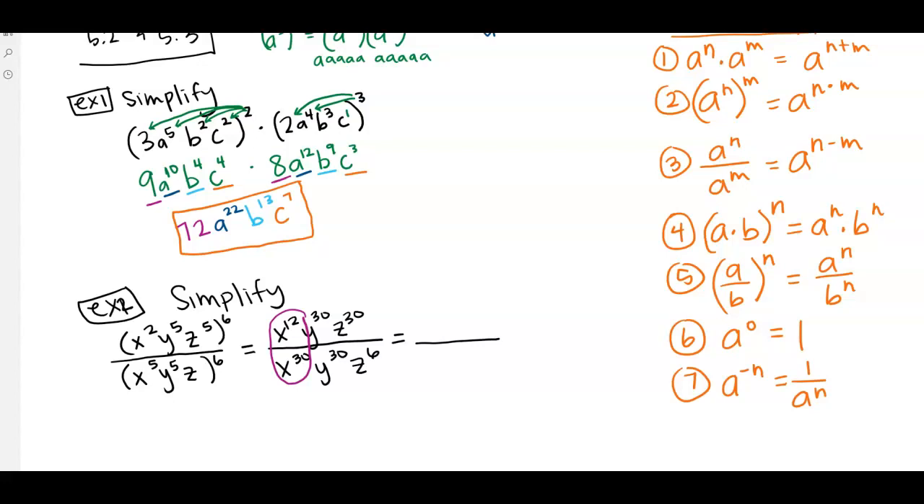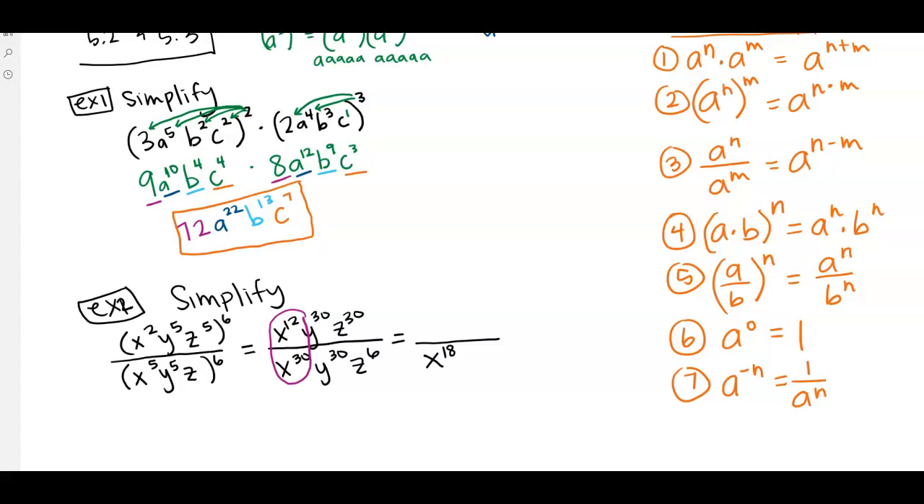So we know that our x is going to end up on the bottom, right? And then really we're just subtracting those two numbers. So we're doing, what's 30 minus 12? 18. And so that would be our exponent on x. So there's 18 of them left on the bottom.